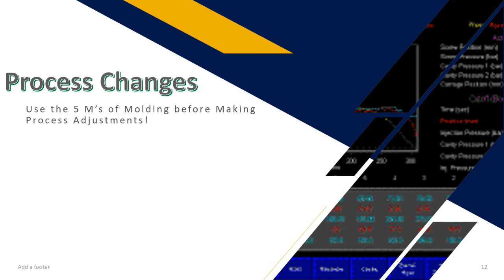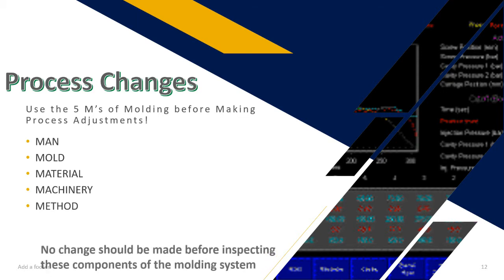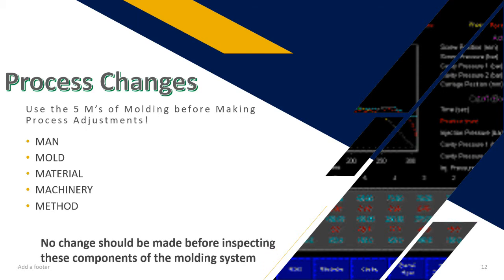So basically what we're talking about is using the 5 M's of molding before making process adjustments. The 5 M's are man, mold, material, machinery, method. Method being process. So no changes should be made before inspecting these components of the molding system.